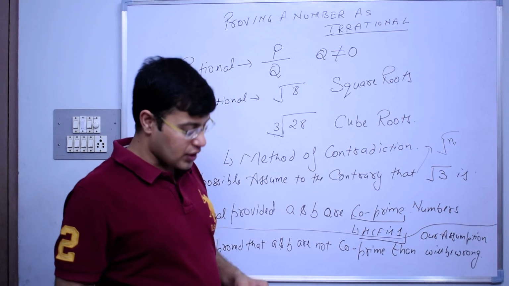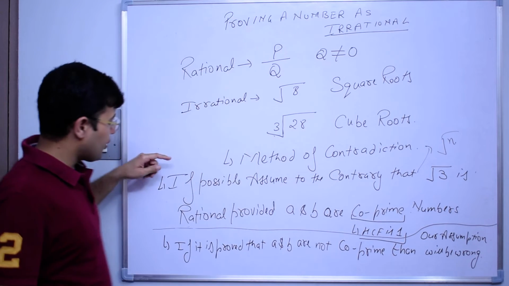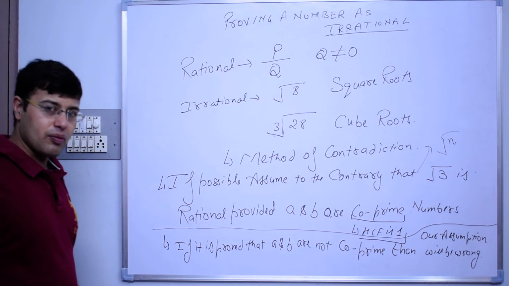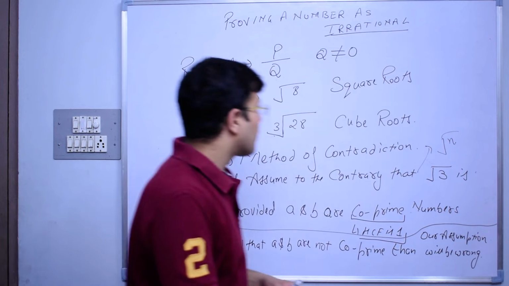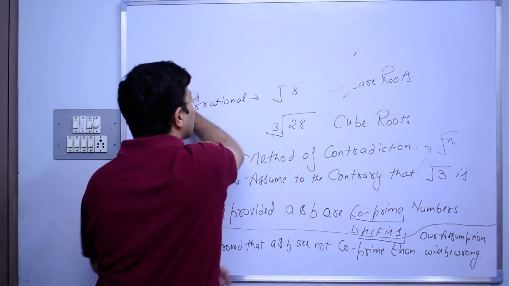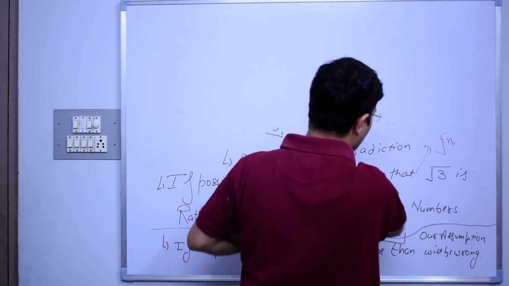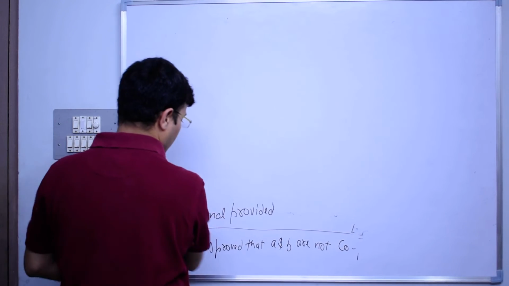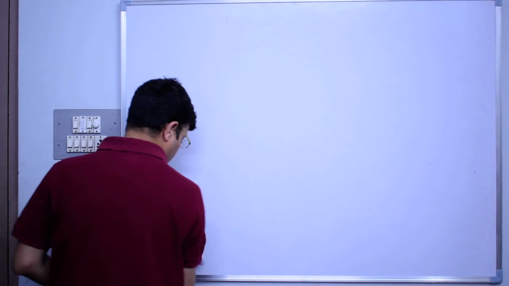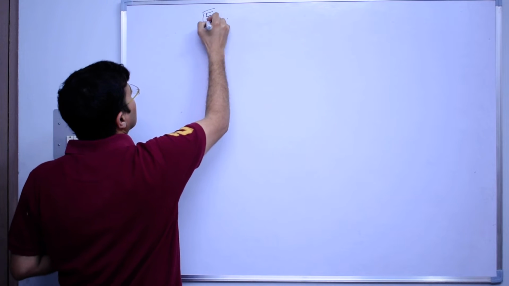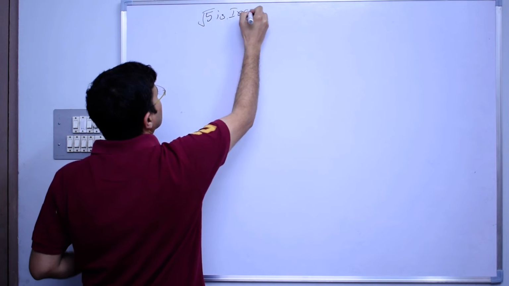So let's see it with an example. Meanwhile, you can take a screenshot of this if you want to, or you can also find this in the books. Okay. So now let's start. If we have to prove root 5 as irrational, what are we supposed to do in that particular case? Root 5 is irrational.